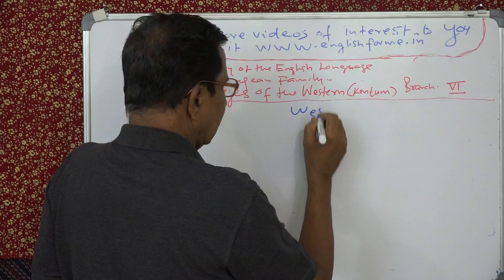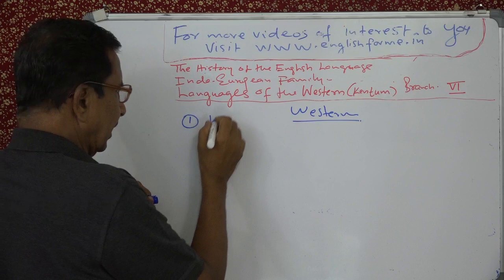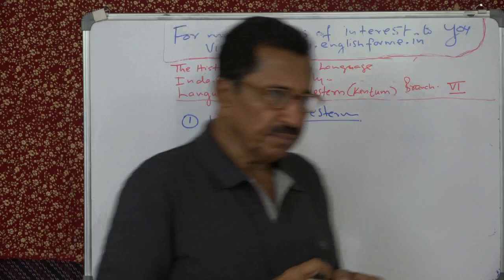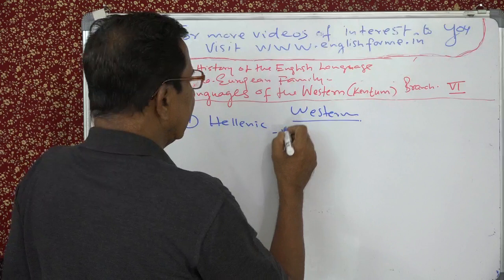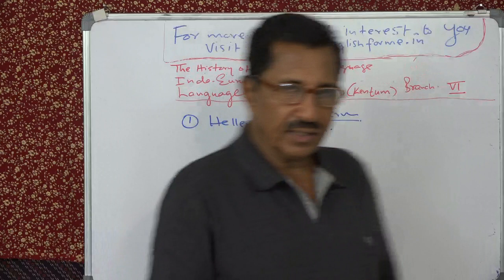Western, and what we are going to do first is the Hellenic branch. Now, these Hellenic people first started their settlement in the Aegean region, A-E-G-E-A-N, Aegean Sea, Aegean Islands. From there they entered the Greek mainland, then into Asia Minor and so on.